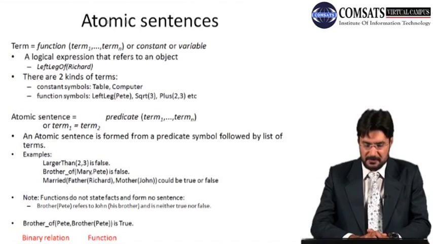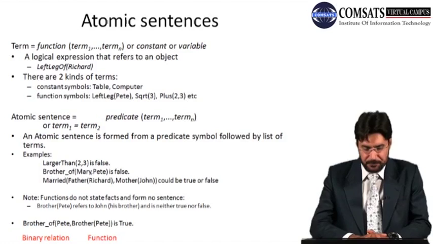Brother of Pitt refers to John, his brother, and is neither true nor false. So Brother of Pitt refers to John. In some situations, if we are using this, then we don't know the reality. That's why we are not sure in this situation. So brother of Pitt, brother of, we also call this a function.